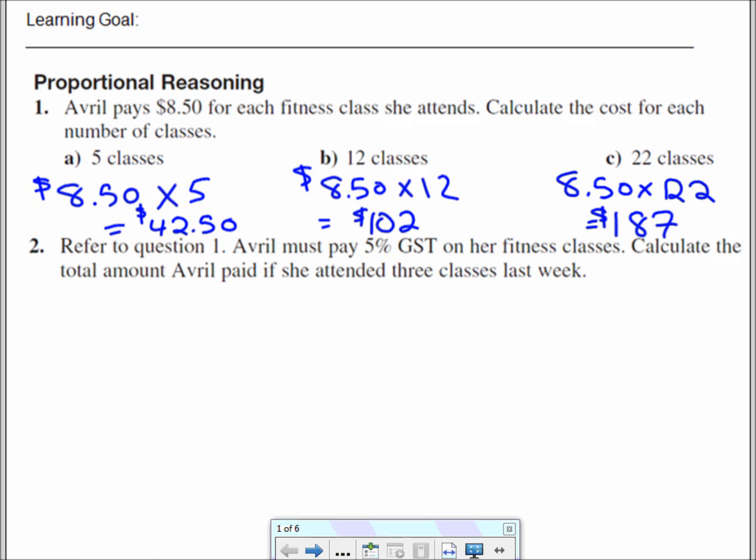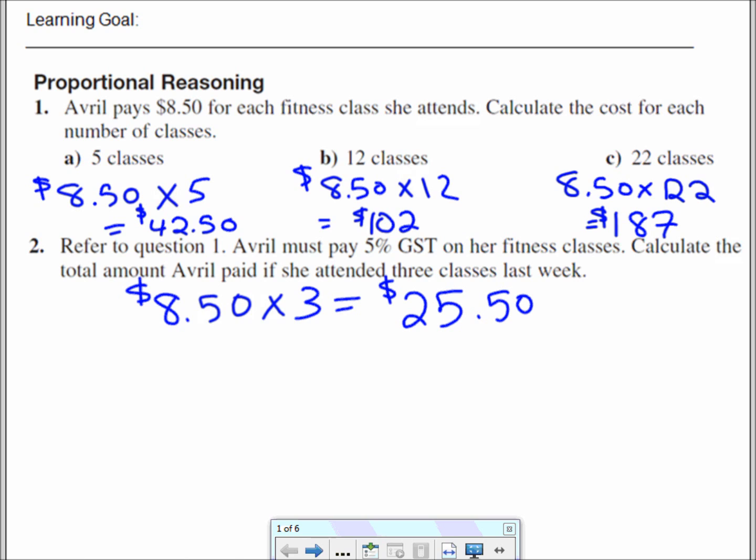Okay, refer to question 1. Avril must pay 5% GST on her fitness classes. Calculate the total amount paid if she attends 3 classes last week. Okay, so what it's going to be is your $8.50 times 3 to figure out the actual price if she attended 3 classes, so $25.50.